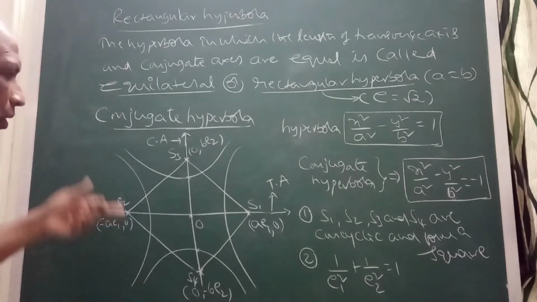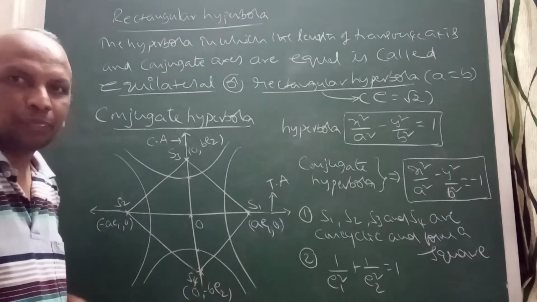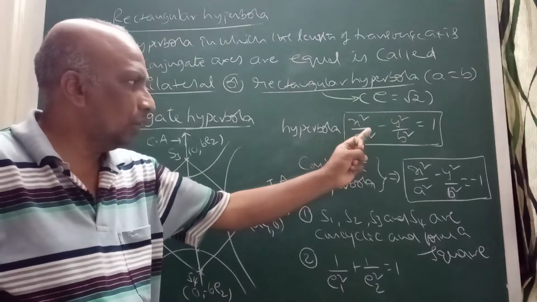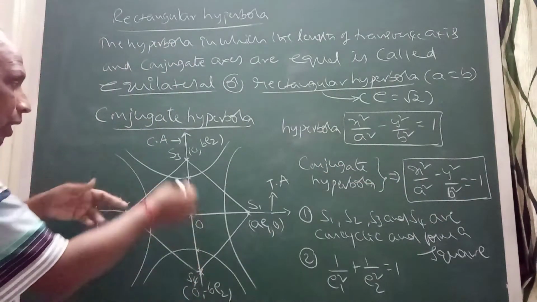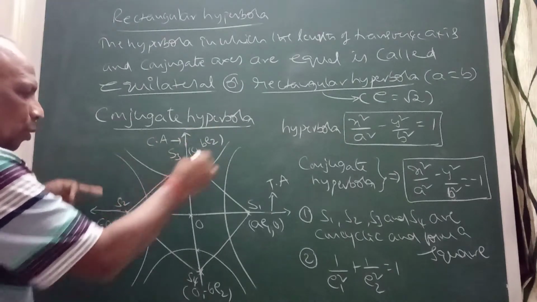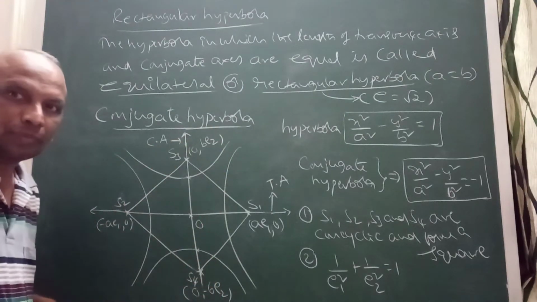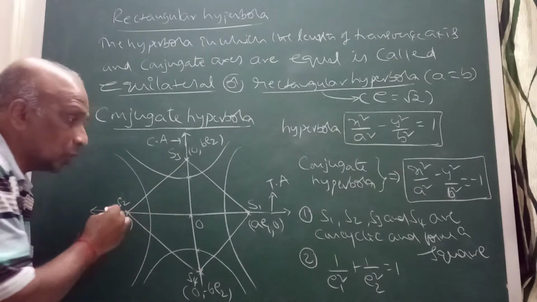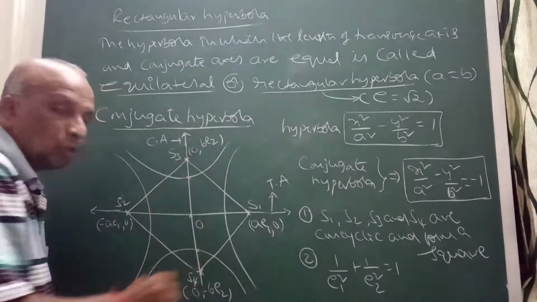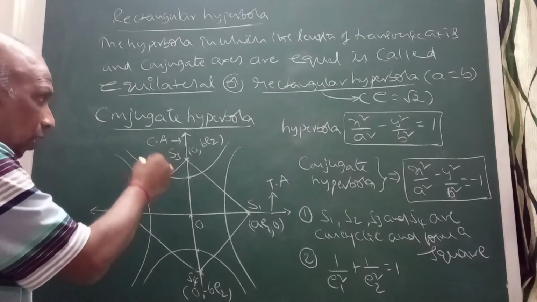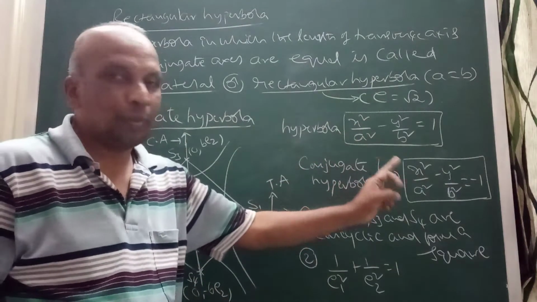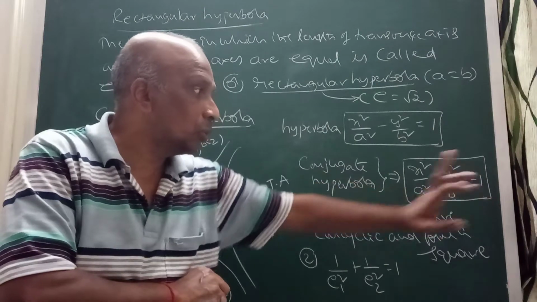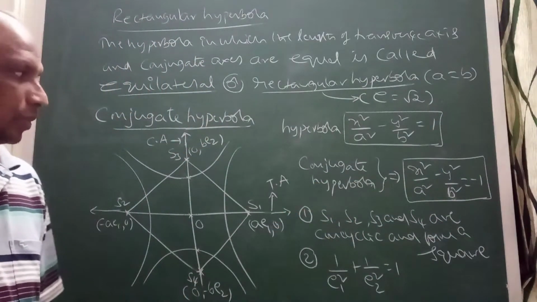You can see here this is the given hyperbola with the transverse axis along x. If we take the conjugate hyperbola, we draw it along the conjugate axis. This is the transverse axis, this is the conjugate axis. Along the conjugate axis, this is called the conjugate hyperbola. The equation will be x square by a square minus y square by b square is equal to minus 1.